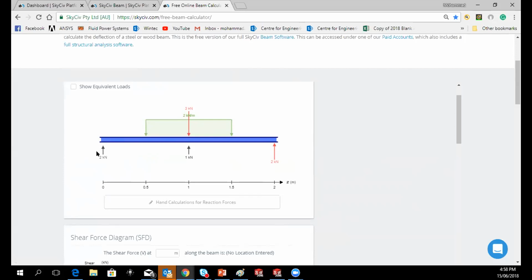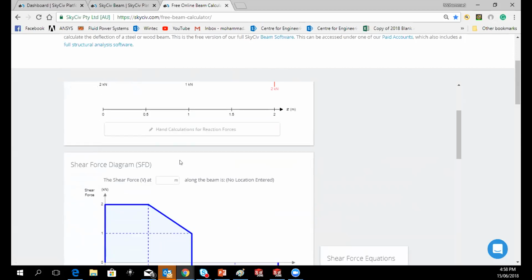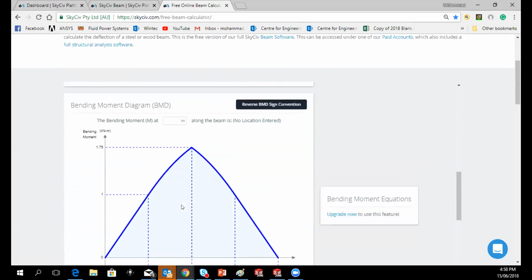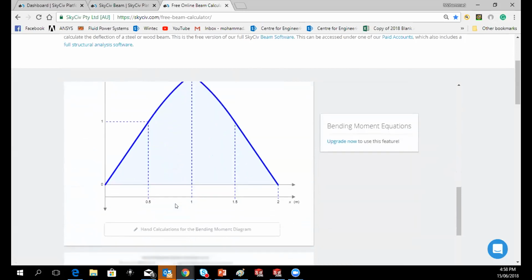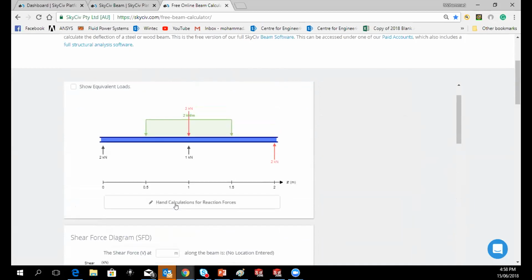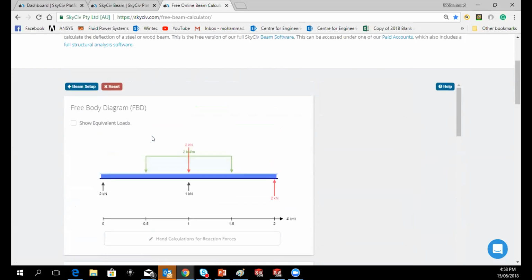So it found that the support reaction at that point is 2 kilonewtons, and at that point is 1 kilonewton. And then this is the shear force diagram, how it looks. And this is the bending moment diagram for that application. It's very helpful. It's showing you how to do it. Now, one thing it doesn't show you is how to calculate step by step, but you should really do these things on your own, since you are at that level. So you can use it, you can generate a cantilever.